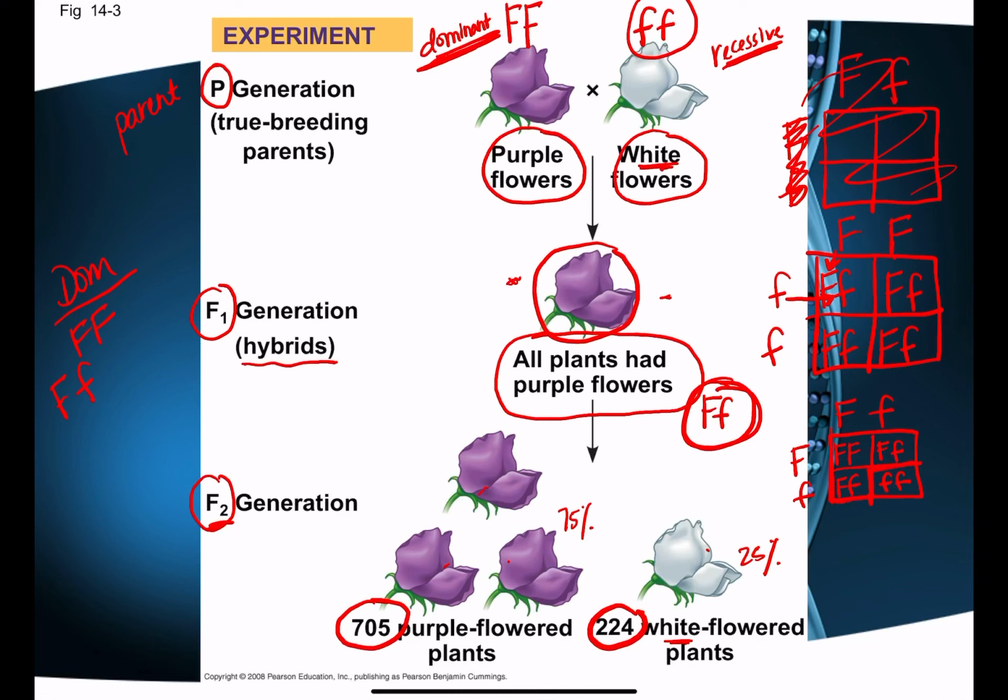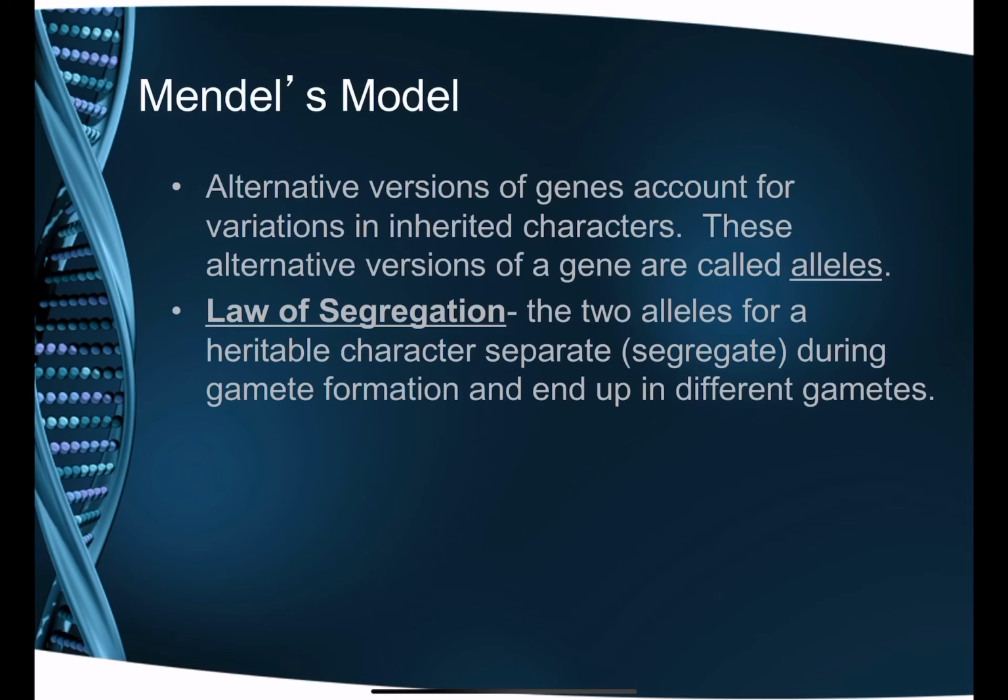And so there we see that 25, 75, or 3-to-1 ratio that Mendel observed in that F2 generation. These are simple Punnett squares. They're called one-factor crosses that show a single trait, okay? The trait being shown here is the color of the flower, all right?